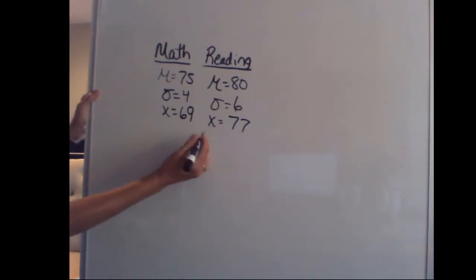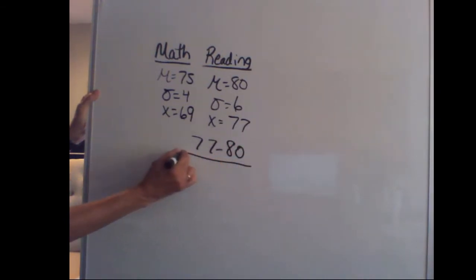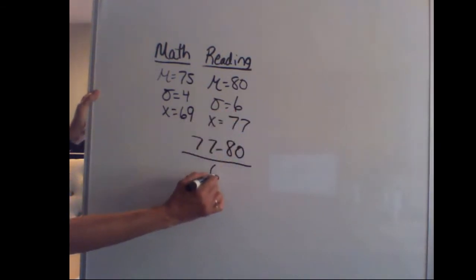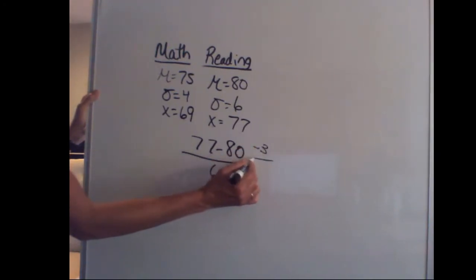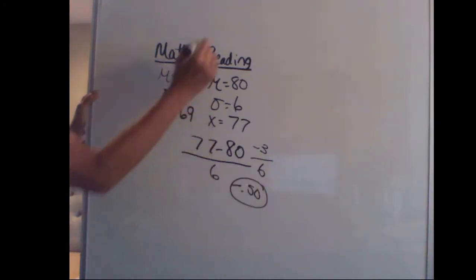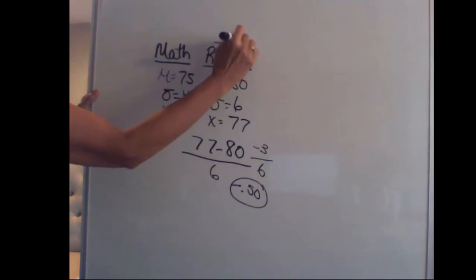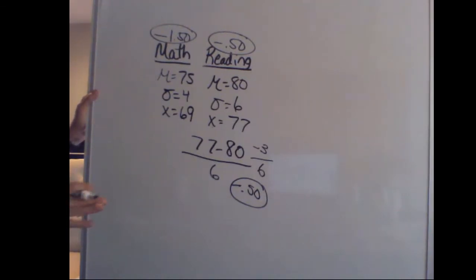Let's do Jessie's reading score. We have her score of 77 minus 80, divided by the standard deviation of 6. 77 minus 80 is negative 3, divided by 6 gives us a z-score of negative 0.50. So we had negative 0.50 for reading and a negative 1.50 for math. Let's draw this out to see on which test Jessie did better.